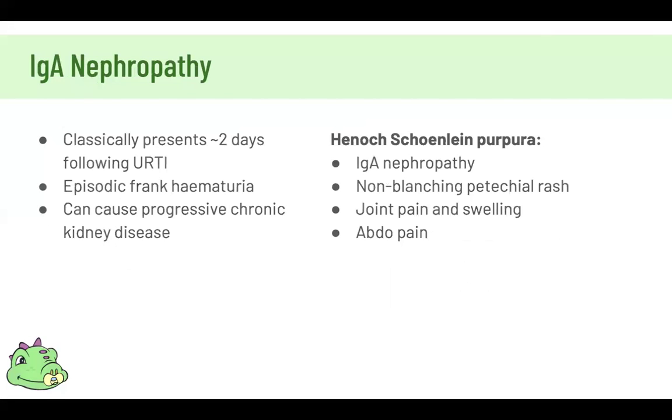And so IgA nephropathy, so contrasting that to post-strep, this classically presents around 2 days following a UTI, so a much more acute presentation here with episodic frank hematuria. This can cause progressive CKD, so it is quite severe and it does normally require treatment. HSP is something that does present with IgA nephropathy, but it would also present with classically a non-blanching petechial rash, some more systemic symptoms like joint pain and swelling and abdo pain.